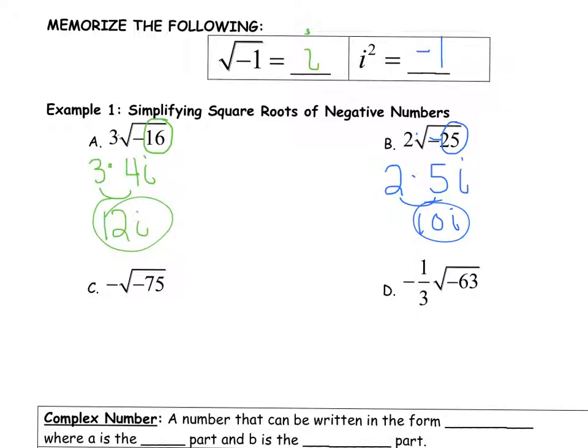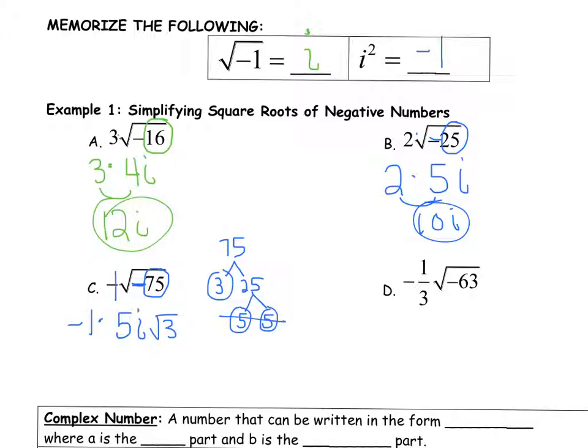When we look at C, I have a -1 out front, so I'll write that. And 75 is not a perfect square. If I do the factor tree way, I could break that into 3 times 25. 25 breaks down into 5 times 5. I have a pair of 5s that will come out of jail. The 3 will stay in jail, and we can't forget that we had that negative sign underneath the square root sign. Rather than put the i at the end, we put it right next to the 5. So the last step is to multiply -1 times 5, which is -5i times the square root of 3.